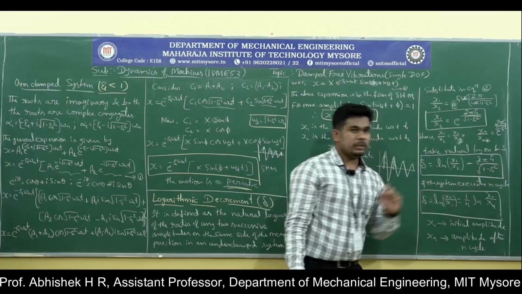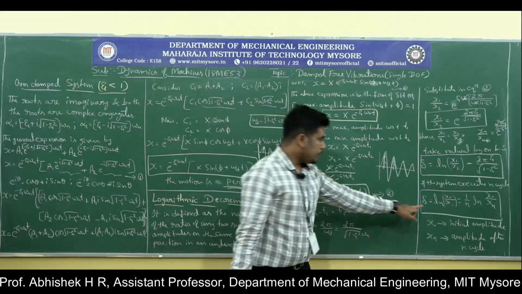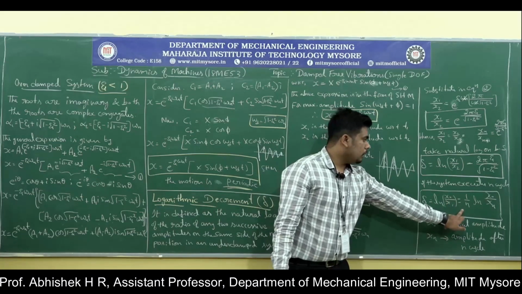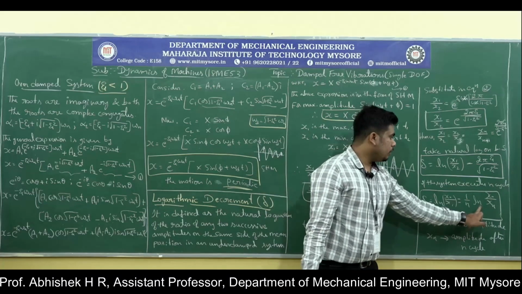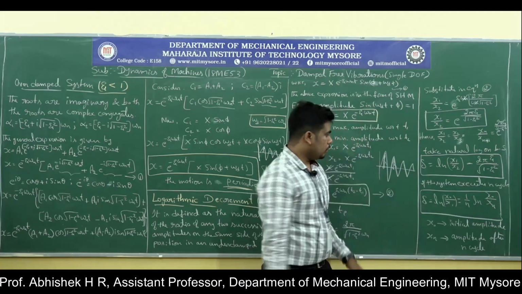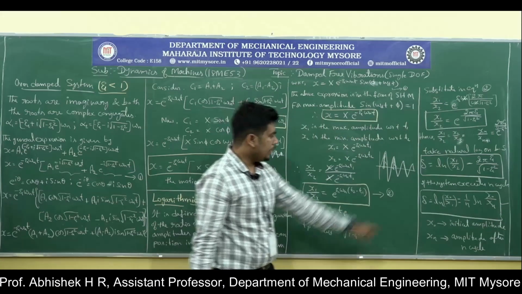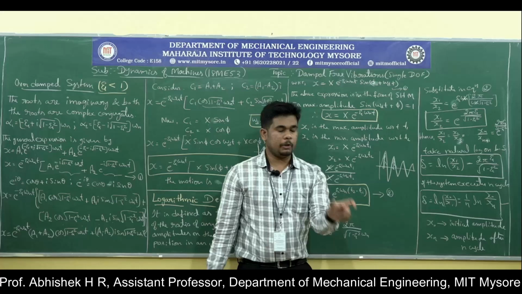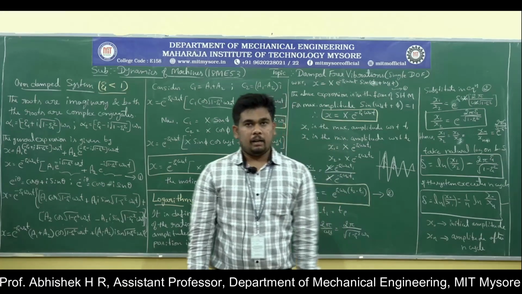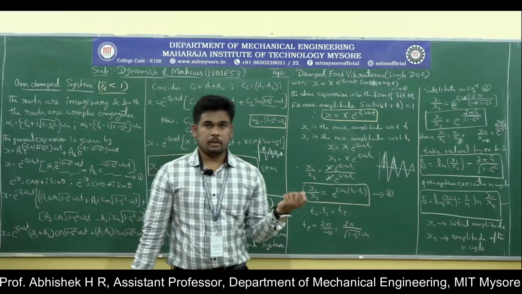If the system executes n cycles, the expression will be delta is equal to ln of x0 by x1 is equal to 1 by n into ln of x0 by xn. So we will use this while solving the problem. Here x0 is the initial amplitude and xn is the amplitude after n cycles. So this is a very small concept related to underdamped system.